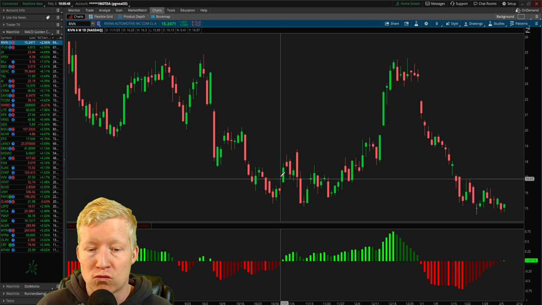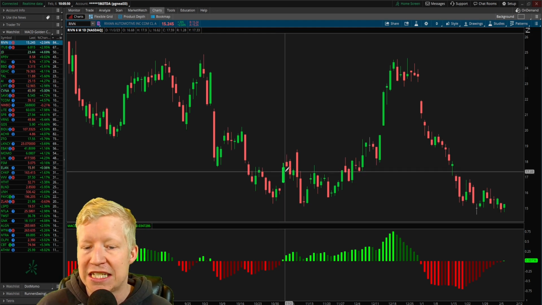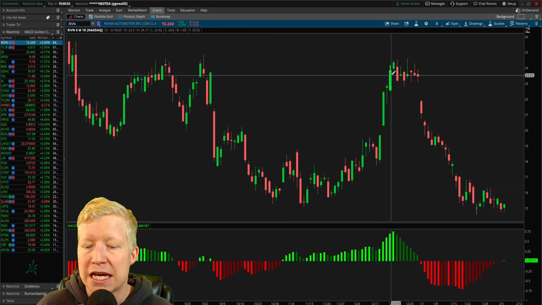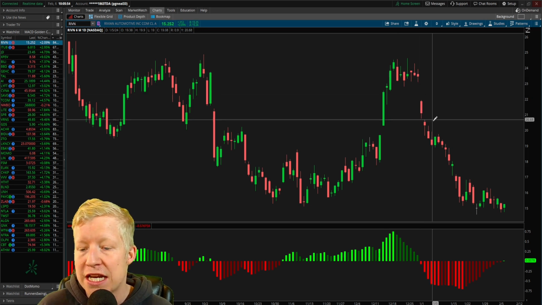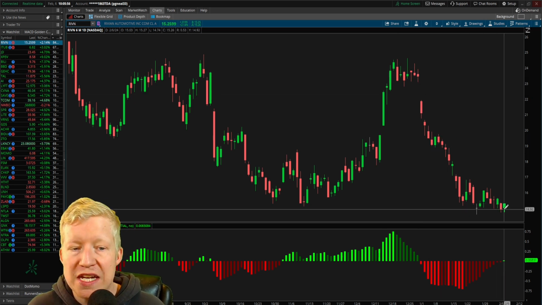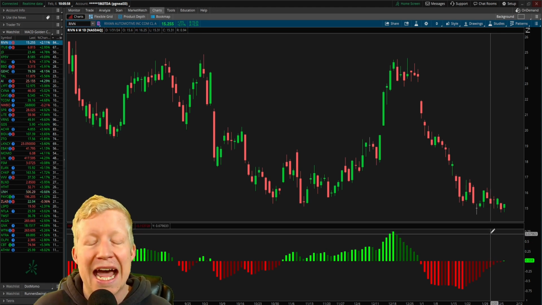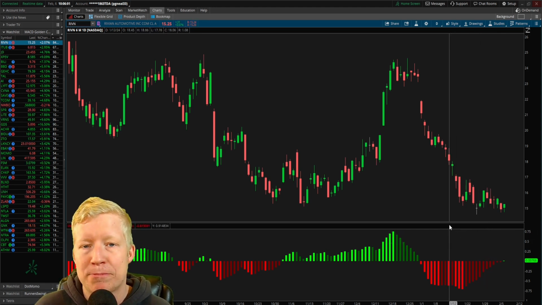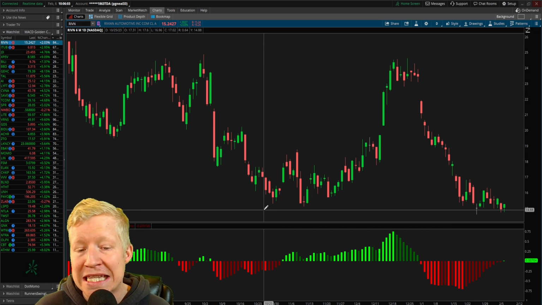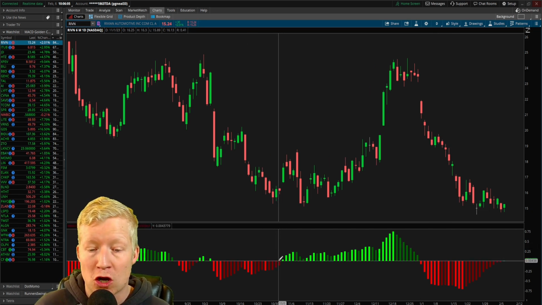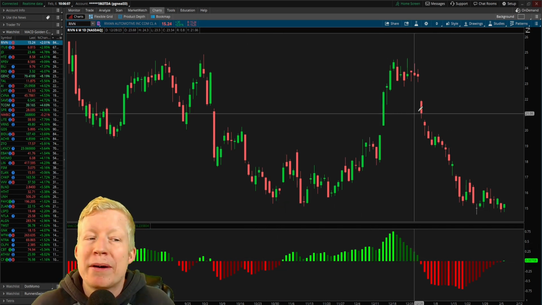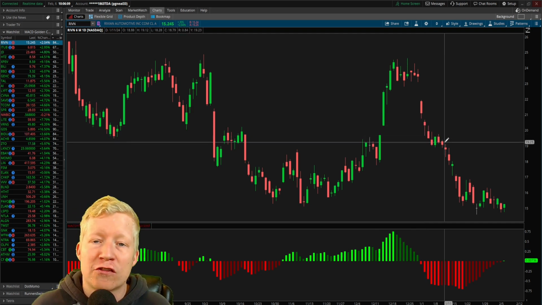It crossed from red to green here at about 17.5, and then you ended up getting a really nice move up before it crossed back down here, where you ended up getting a really nice move down. Now, once again, as always on this channel, I always be sure to point this out. Does that mean that every time the MACD crosses above zero that the stock is going to go up? Hell no. Obviously not. Of course not.